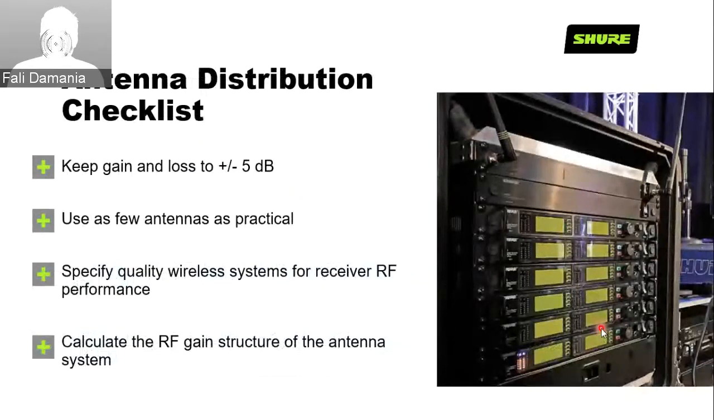A quick antenna distribution checklist once more. Keep the gain and loss under plus or minus 5 dB, as close to 5 as possible. Use as few antennas as is practically possible. Specify quality wireless systems for receiver RF performance. Again, very, very important. And I think the most important of all of these is to calculate the RF gain structure of the antenna system. There is no other way. You cannot guess. It's not something that can be guessed. It has to be calculated.